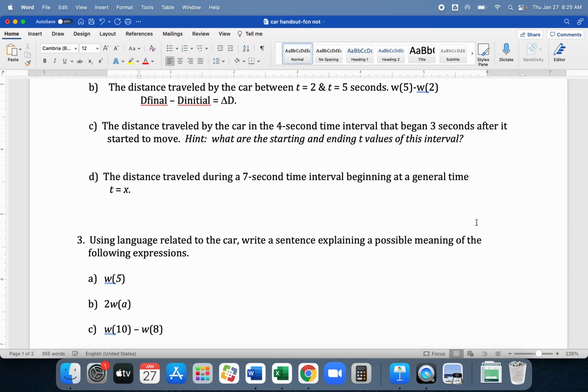But then at the bottom, there's some expressions with function W. I'm going to talk about what those mean too, but take a couple minutes and see if you can think a little more about C and D, see if your answers make sense based on what we just talked about.